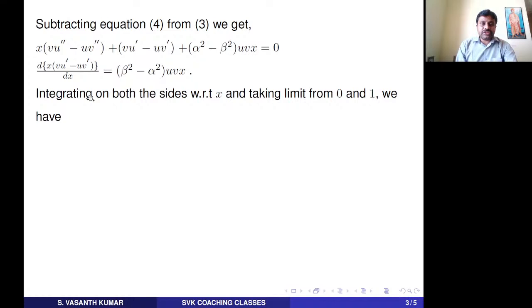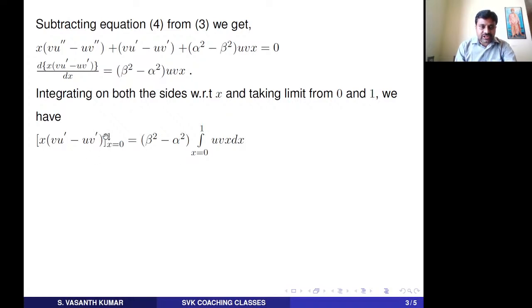So now I am going to integrate this equation on both sides with respect to x, taking the limit as x runs from 0 to 1. As we have a derivative here, integration is nothing but the antiderivative, so derivative and integration get cancelled. You are left with x times (v u dash minus u v dash), with x running from 0 to 1, which is equal to beta square minus alpha square, a constant. You can take that out and integrate uvx with respect to x, taking the limit x from 0 to 1.